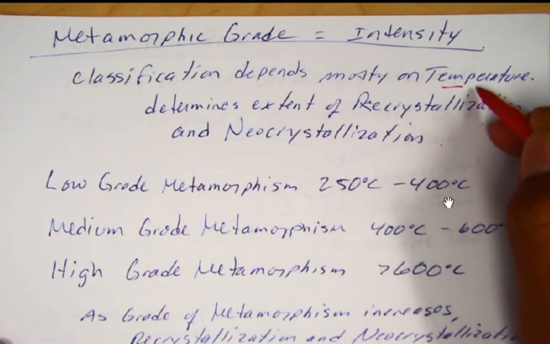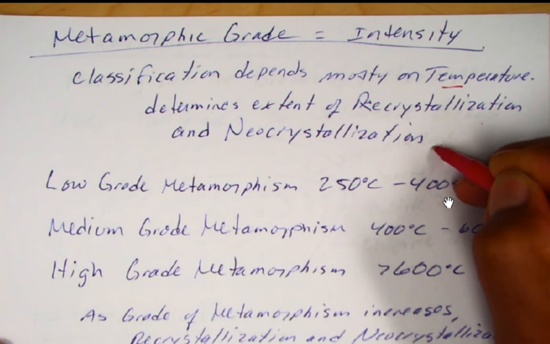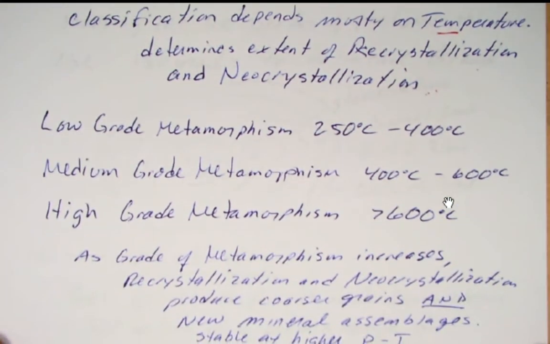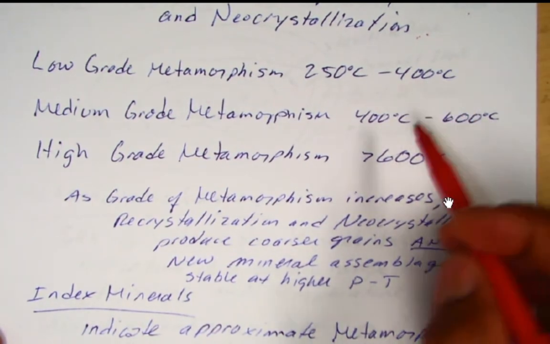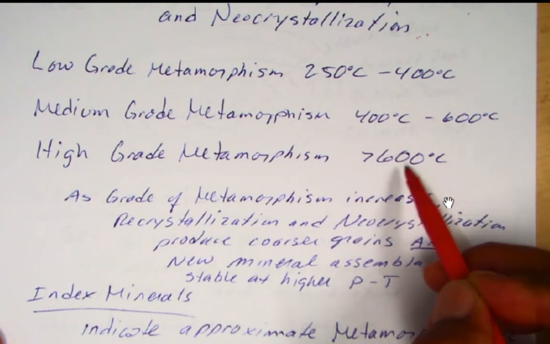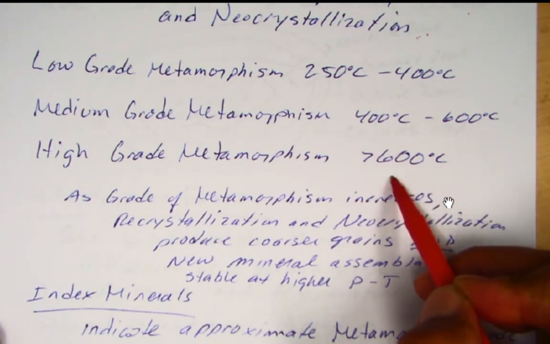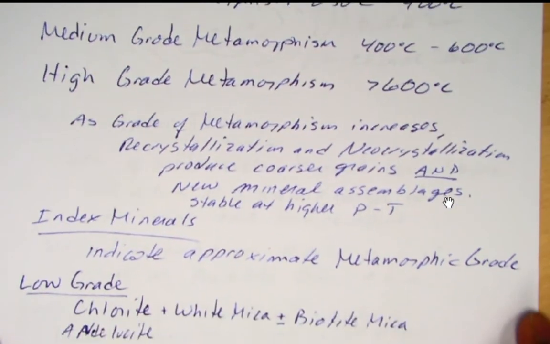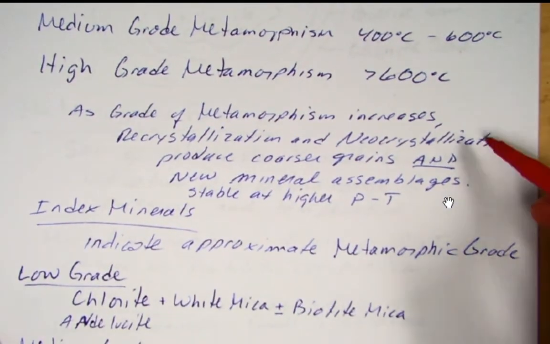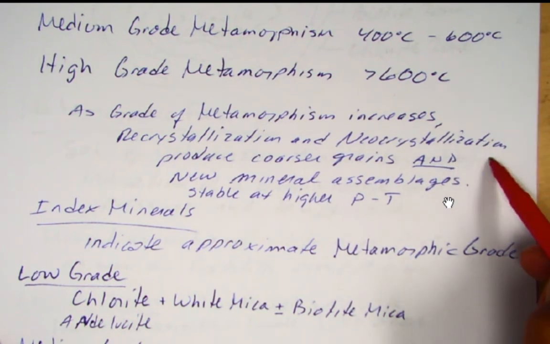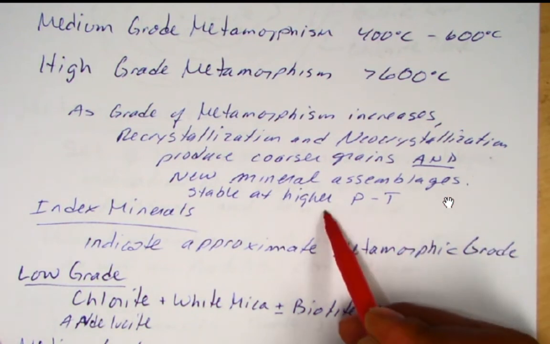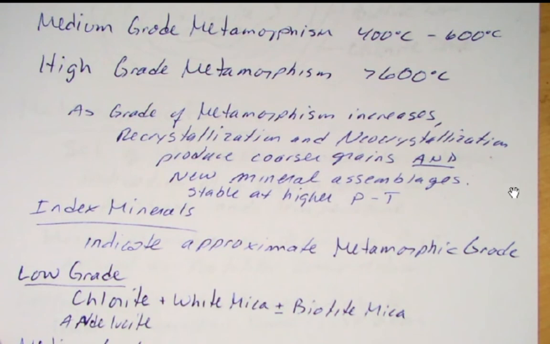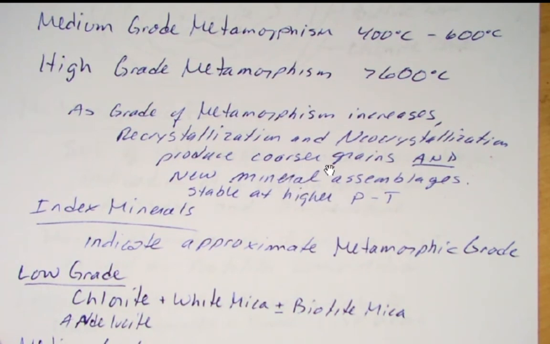Again, remember, at higher temperatures and pressures, different metamorphic minerals will form. Your book mentions that low-grade metamorphism occurs between 250 and 400, medium grade between 400 and 600, and then high-grade metamorphism at higher temperatures, greater than 600 degrees centigrade. As grade of metamorphism increases, recrystallization and neocrystallization produce coarser grains and new mineral assemblages that are stable at those higher pressures and temperatures. And that's really the key thing: the mineral assemblages will tell you what pressures and temperatures the rock experienced.